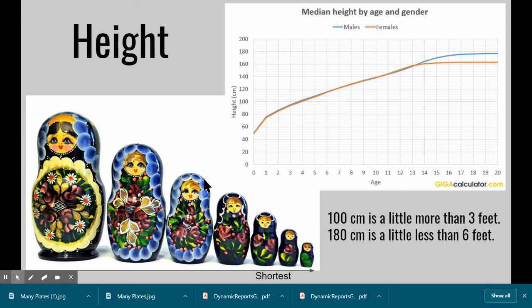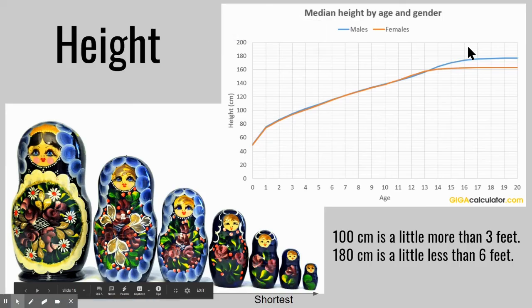And then the last thing that they have for us to discuss about ourselves is our height. Really, we just focus on whether you're tall or short or somewhere in the middle. So we have the tallest doll here, and then we have the shortest doll. And then this is just a chart for your interest of the median height for males and females based upon their age. And you know, once we get to our adult age, we pretty much stop growing, right? That's why that line just goes straight like that. All right.